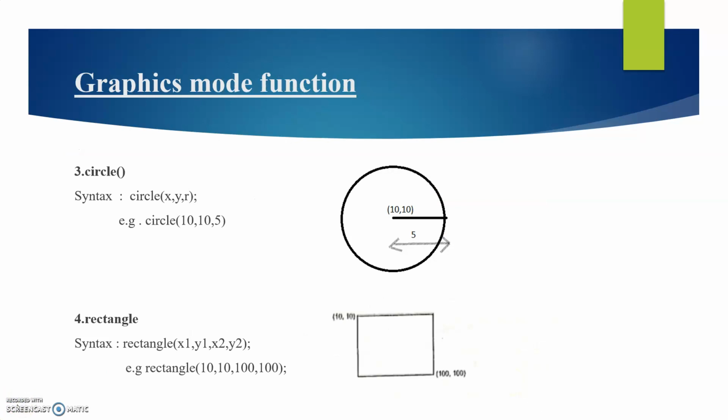The next graphics mode function is circle and rectangle. The syntax to draw a circle is circle(x, y, r); with a semicolon. This function draws a circle. As shown, you can see circle(10, 10, 5). Here 10, 10 is the point, and 5 is the radius of the circle.